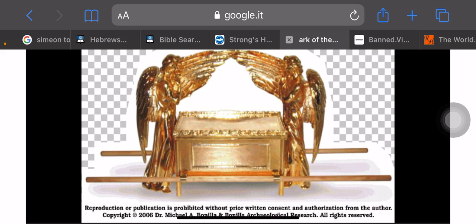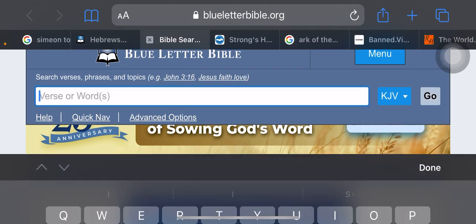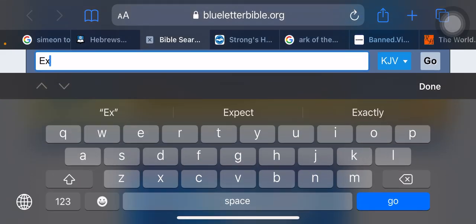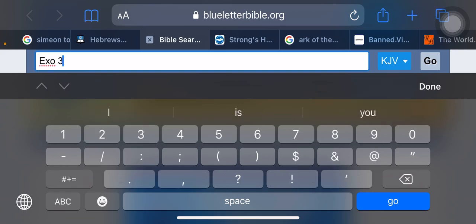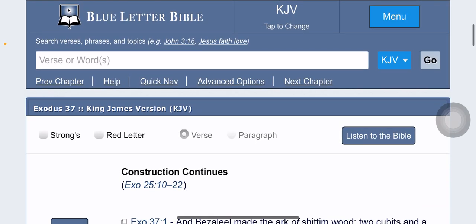So as you can see, this is a description of what the Ark of the Covenant should look like. Now we're going to get the explanation and description from the book of Exodus, chapter 37, and we're going to read all the way down.